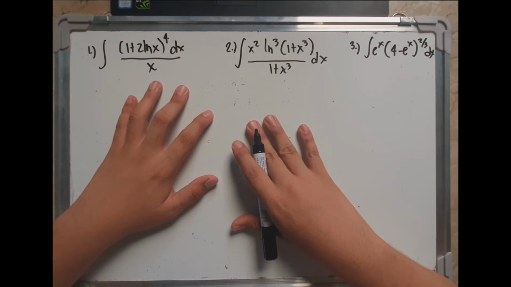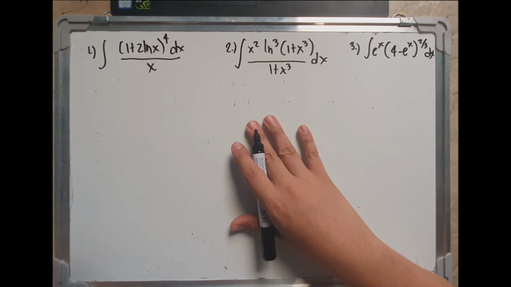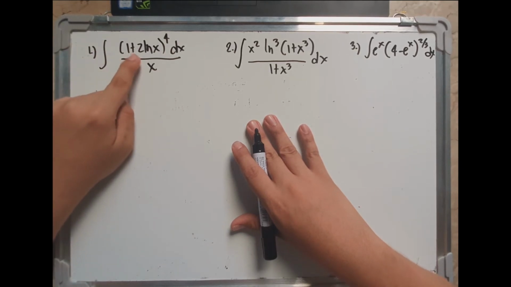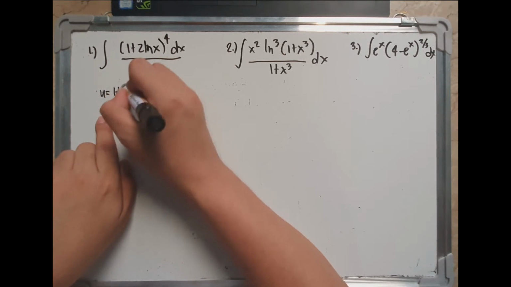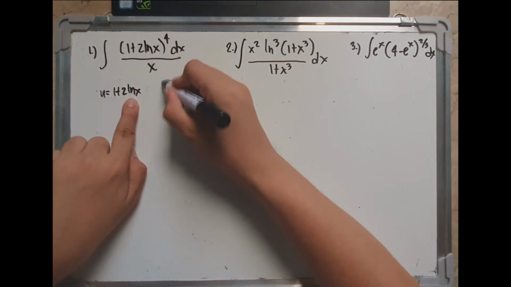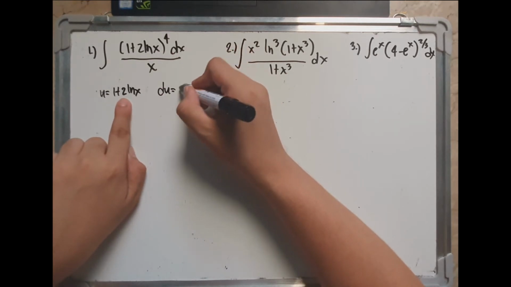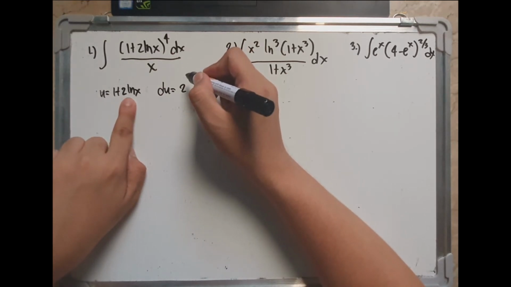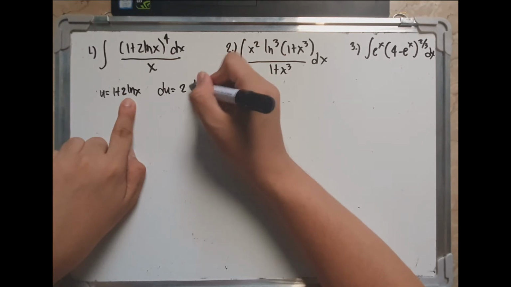We have the integral of the quantity 1 plus 2 ln x, quantity raised to the power of 4 dx all over x. Now definitely we will be choosing this one as the u. We have 1 plus 2 ln of x. The derivative of our u: the derivative of 1 is 0, plus copy 2. The derivative of ln x is dx whole over x.